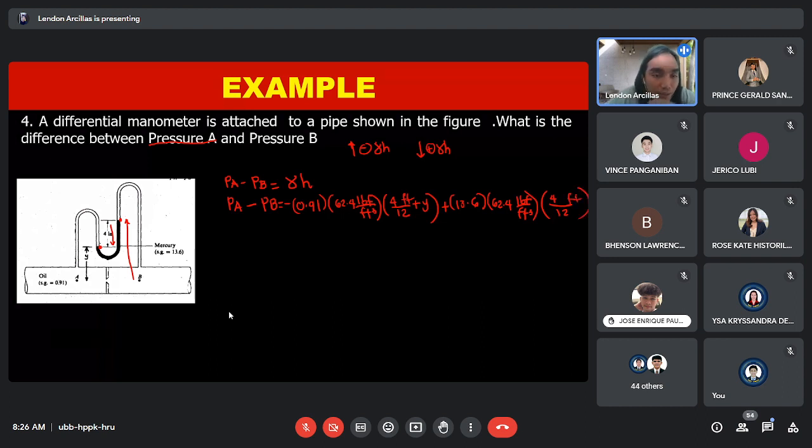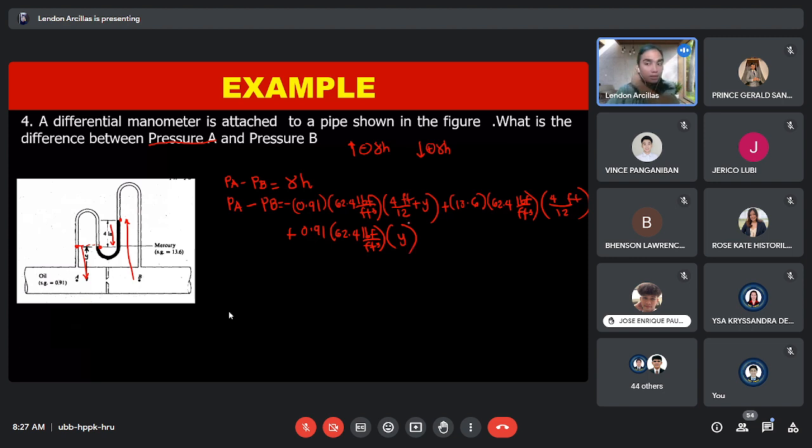Okay, next point is from this point to the last point. Tayo ay bumaba, diba? So, this is another pass plus, we're solving again this white portion, the oil, 0.91 times 62.4 pound force per cubic foot, times their difference, which is Y. Okay?